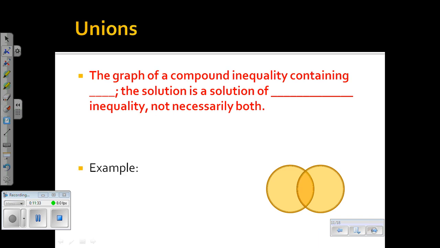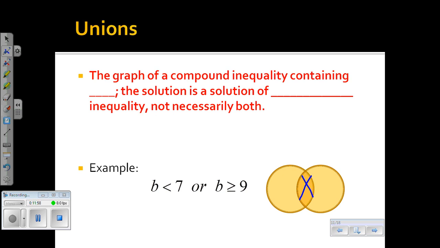So for example, if I said b is less than 7 or b is greater than or equal to 9, well, there's a whole set of numbers that are less than 7. There's a whole set of numbers that are greater than or equal to 9. There is nothing that's in both sets.